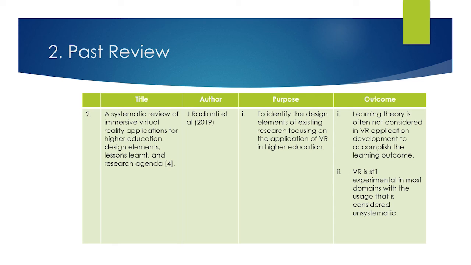Paper number 2, a systematic review of immersive virtual reality application for higher education, design elements, lessons learned, and research agenda. The purpose of the paper is to identify the design elements of existing research focusing on the application of VR in higher education. The outcome, number 1, learning theory is often not considered in VR application development to accomplish the learning outcome. Number 2, VR is still experimental in most domains with the usage that is considered unsystematic.